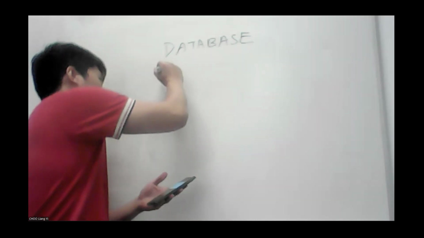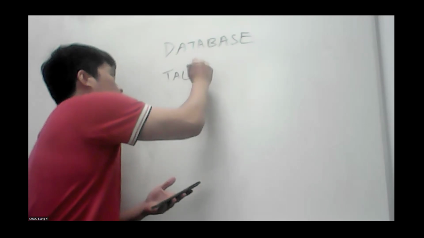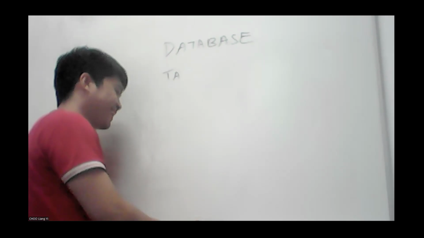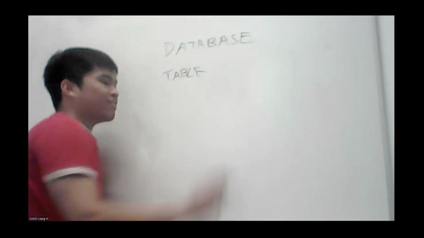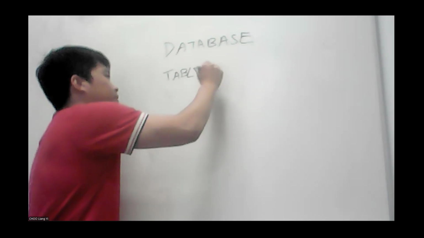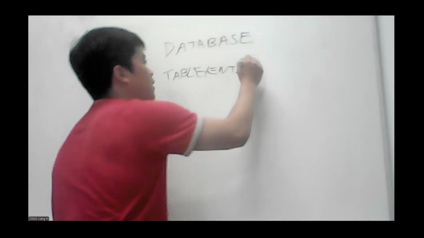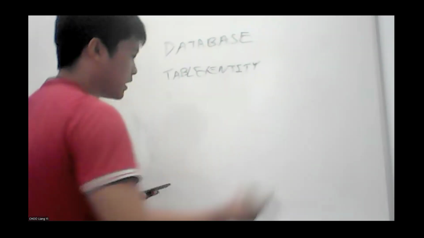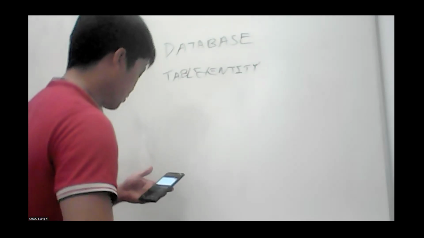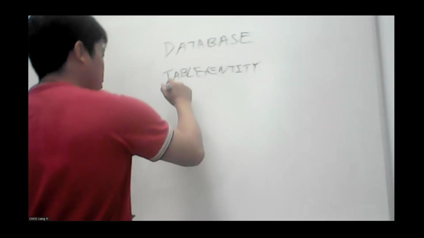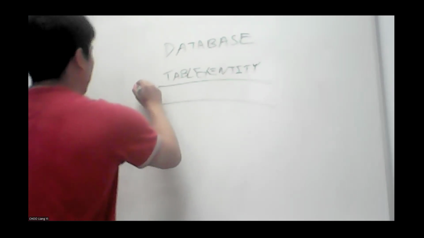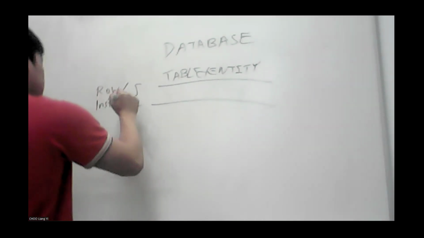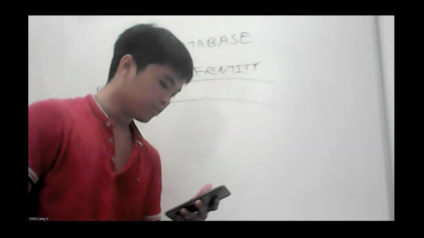Then within the database, there's something called a table. Table has other names also. A table can also be called an entity. Within the database, there can be multiple tables. Then within the table, if you have used Excel before, you will know there are multiple rows. A row is also called an instance. Instance means one, so one row.